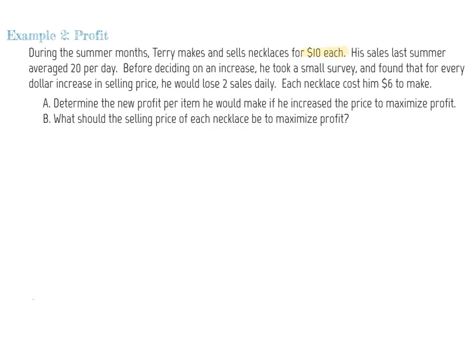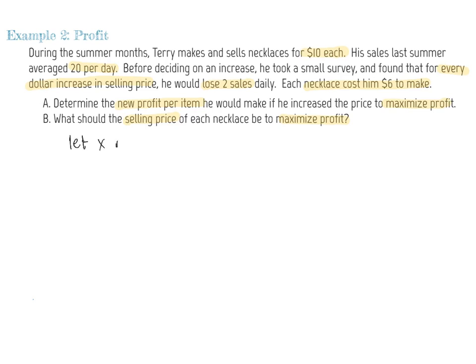During the summer months, Terry makes and sells necklaces for $10 each. His sales averaged 20 per day. Before deciding on an increase, he took a survey. For every dollar increase in selling price, he'd lose 2 sales every day. Each necklace cost him $6 to make. So we want to determine the new profit per item he would make if he increased the price such that he got the maximum profit. And what should the selling price of each necklace be to maximize the profit?